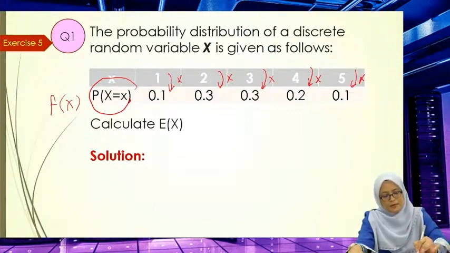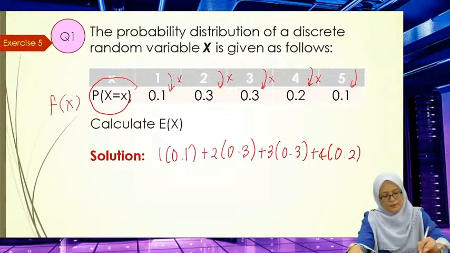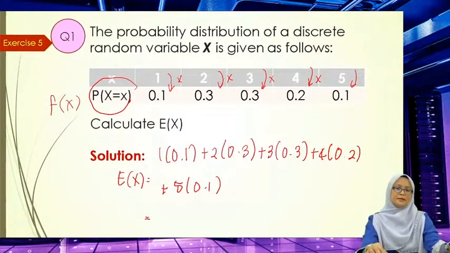Okay, so means that 1 times 0.1 plus 2 times 0.3 plus 3 times 0.3 plus 4 times 0.2 plus 5 times 0.1. So ni kira dapat berapa you punya expectation of X.